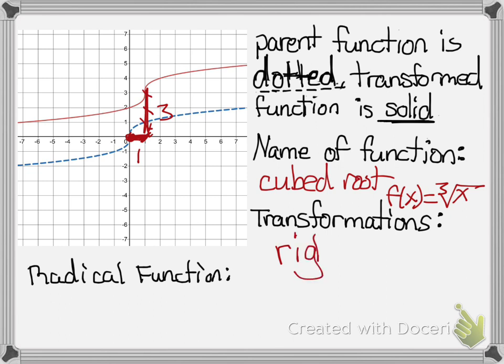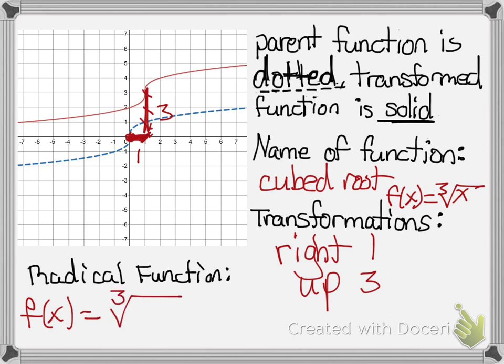Right 1, up 3. Now, to actually write out the radical function, remember, this is a cube root function. So I'm going to go ahead and start it off with f of x equals the cube root. Since it went to the right 1 time under the cube root, I'm going to say x minus 1. Remember, do the opposite. And since it moved up 3, I'll put plus 3 outside of that radical sign. And that's it.